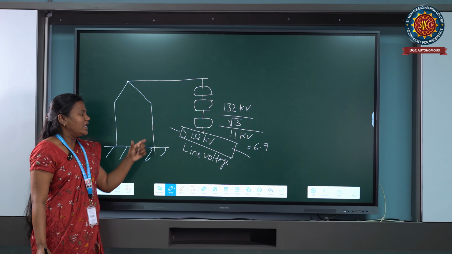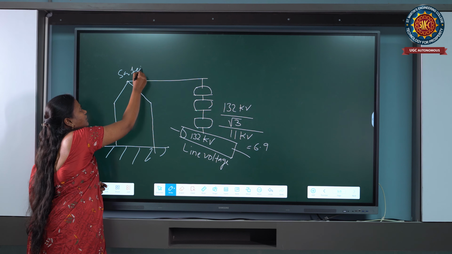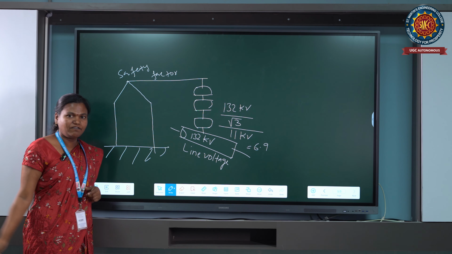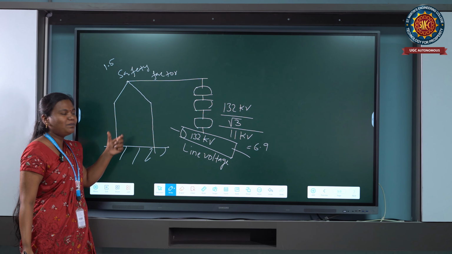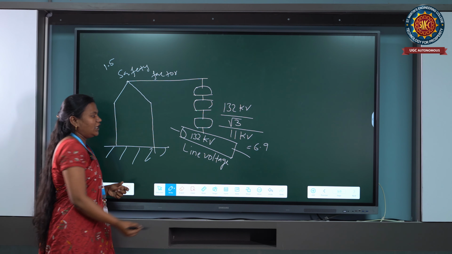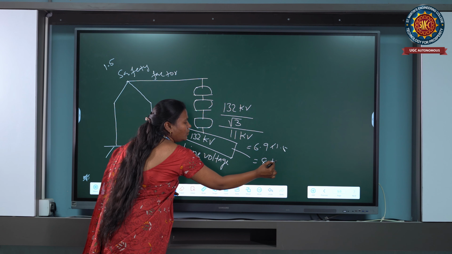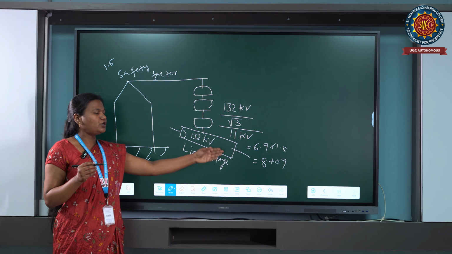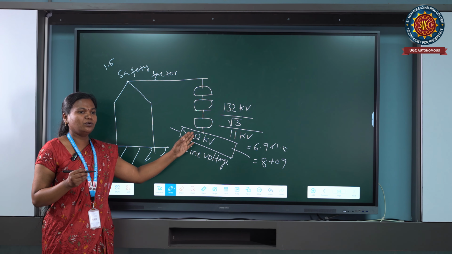Now we have to consider the safety factor. What is the value of the safety factor here? 1.5. So when you multiply 1.5 by 6.9, you will approximately get 8 to 9. We have to use 8 to 9 insulator discs for this 132 kV line.